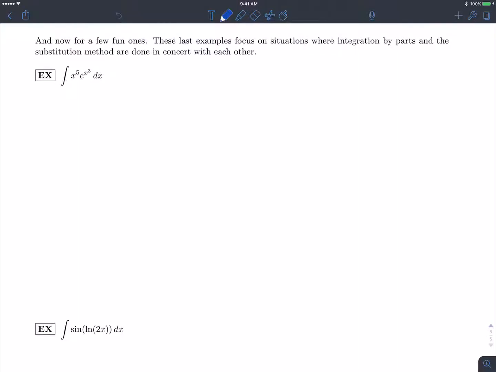So this next one I'm classifying as sort of a fun one. They're a little bit tricky, and there is a trick to working through these next couple that I wanted to show you. So the one that we've got here, the integral of x to the power of 5 times e to the power of x cubed dx, especially based on the ones we've done before.